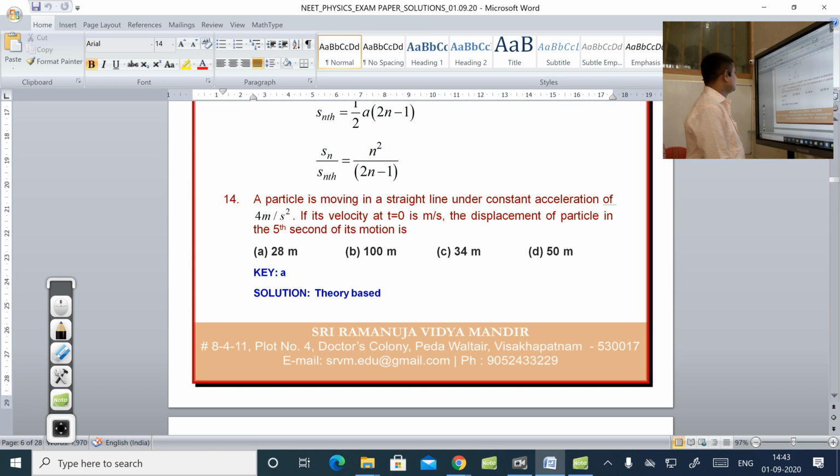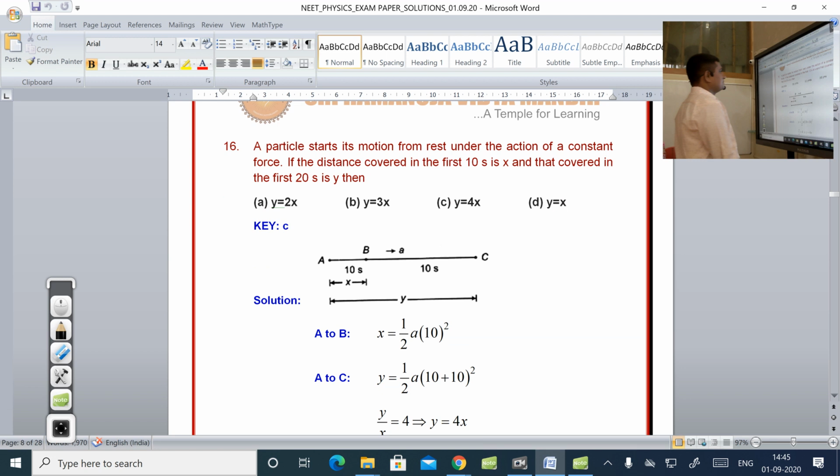Next one: a particle starts its motion from rest under the action of a constant force. Constant force means constant acceleration, because F equal to ma according to Newton's laws. If the distance covered in the first 10 seconds is x and that covered in the first 20 seconds is y, then this is also a simple, straightforward question. Just draw the diagram: from A to B 10 seconds, distance covered is x, and from A to C distance covered is y, and that is the next 10 seconds.